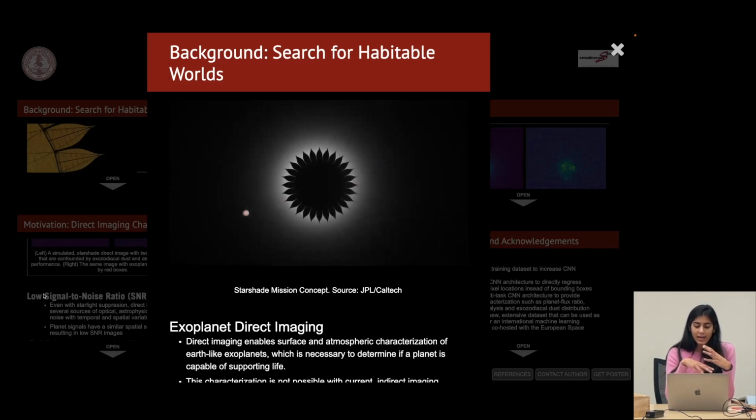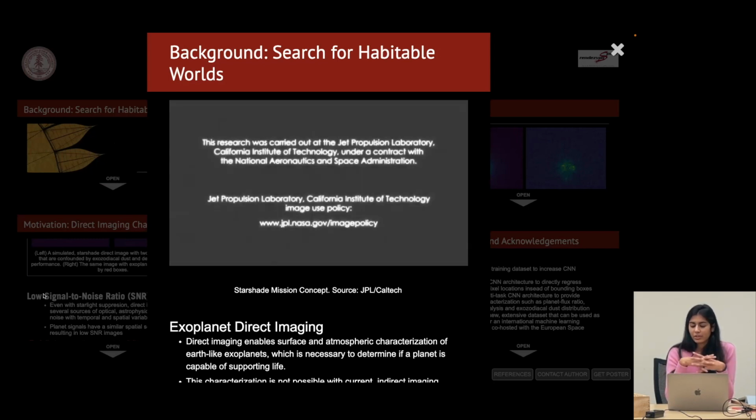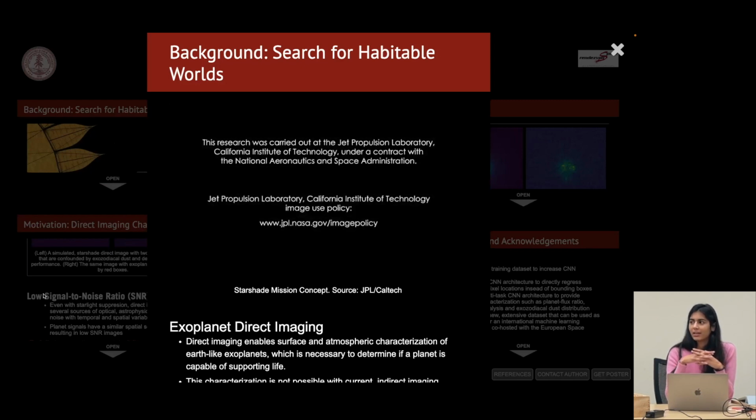Now, if we want to get more information about the planets, such as the biosignatures and the atmospheric characterization, we actually need to move towards direct imaging, because indirect imaging is really limited to giving you the mass and the radius of the planet, but it can't really give you spectral characterization or any detailed information about the planet's atmosphere. So we need to move to direct imaging if we are interested in discovering the potential habitability of other worlds.